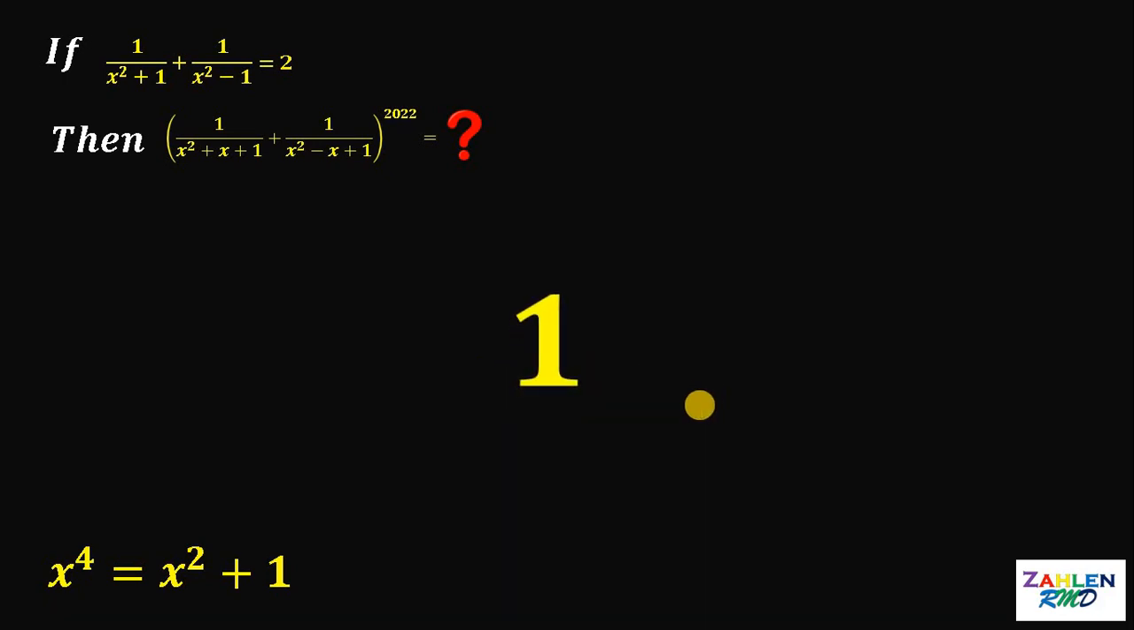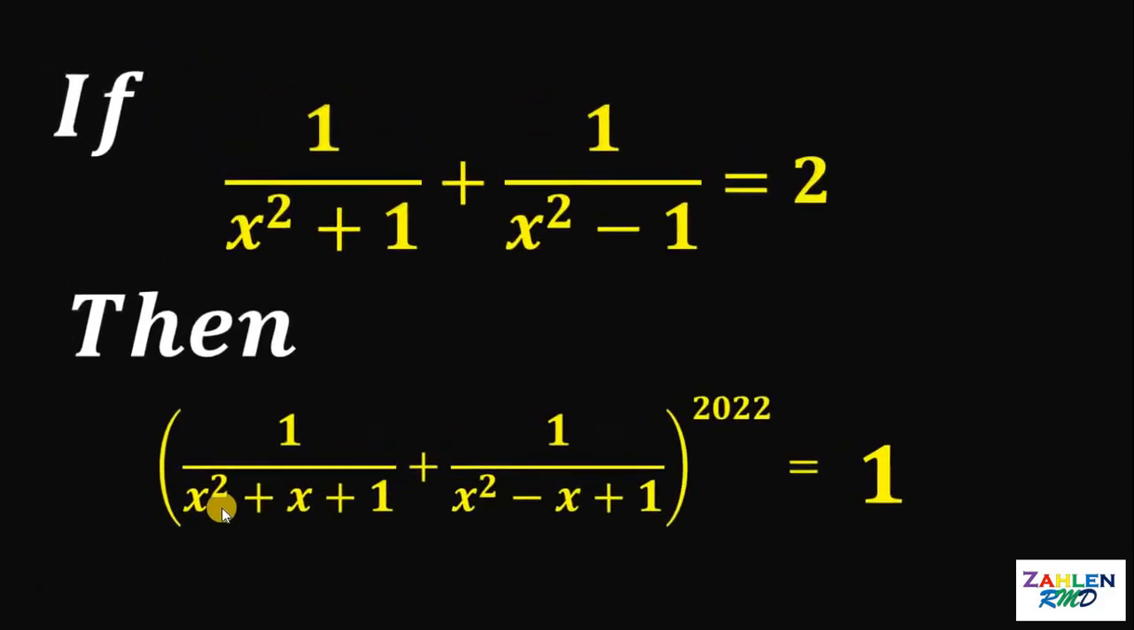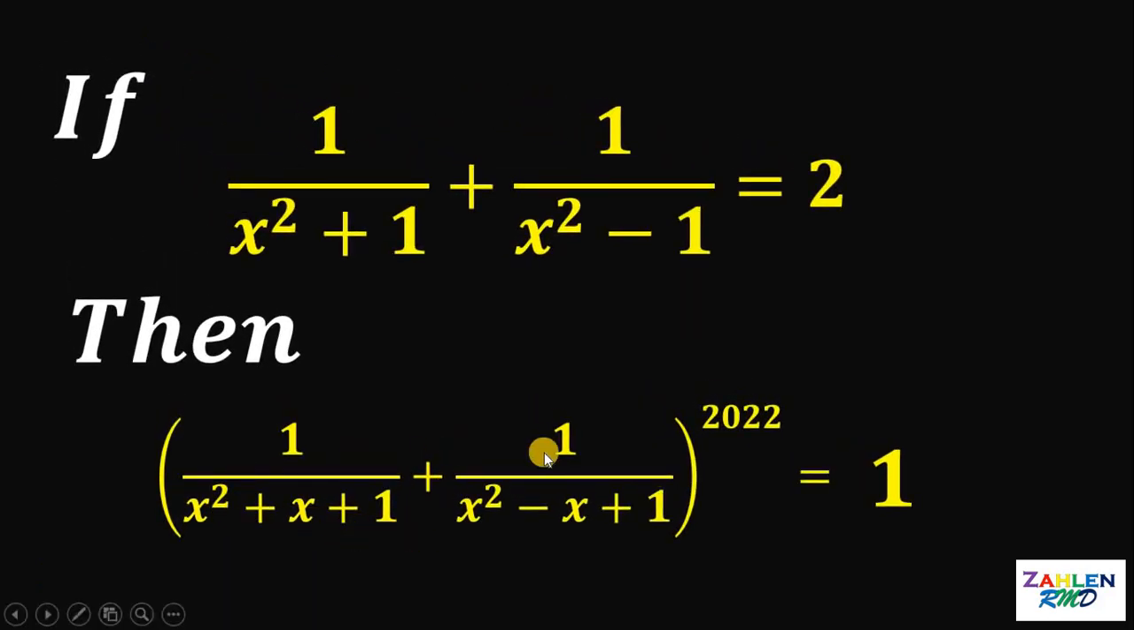It directly follows that if 1/(x² + 1) + 1/(x² − 1) = 2, then the value of (1/(x² + x + 1) + 1/(x² − x + 1)) raised to 2022 must be 1. And as always, we are done.